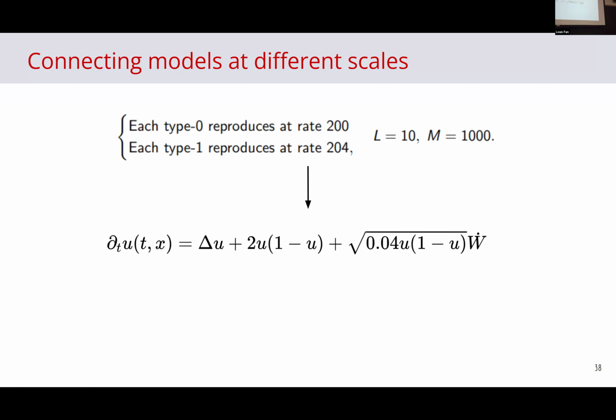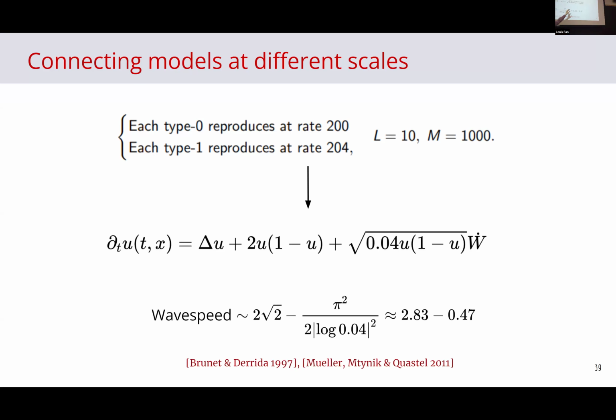And they have asymptotics for how it slows down the waves. And here, you're right, this is still an approximation. And then theoretically, it was proven by Miller, Minnick, and Costel that for this kind of equation, the slowdown is of order log gamma squared, where gamma is 0.04. So this is the result for this.